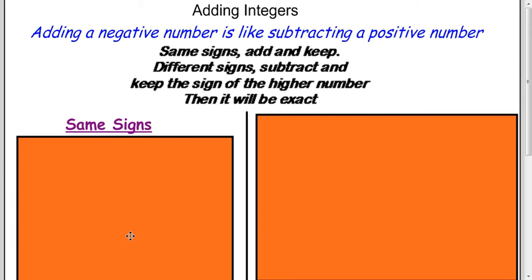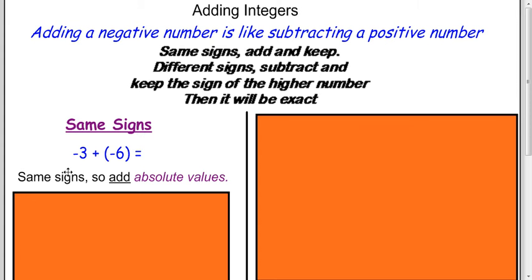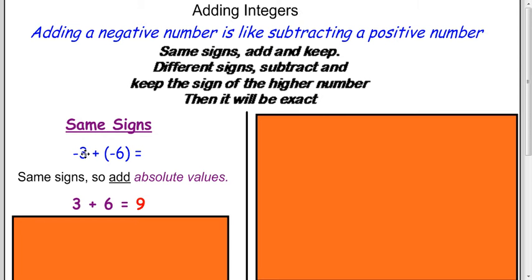So let's first talk about same signs. Let's take a problem like negative 3 plus negative 6. Both of the signs are negative. Same signs, so we add the absolute value. Now, we need to remember that absolute value is distance from 0, and negative 3 is 3 places on the number line away from 0, and negative 6 is 6 places away on the number line from 0. So we add the absolute values. 3 plus 6 equals 9.